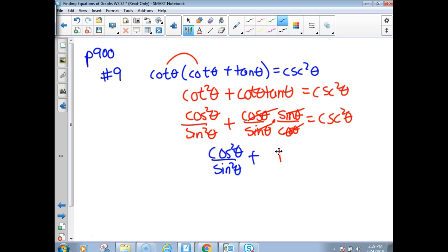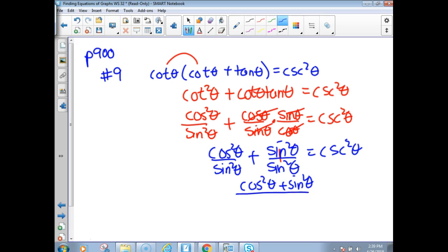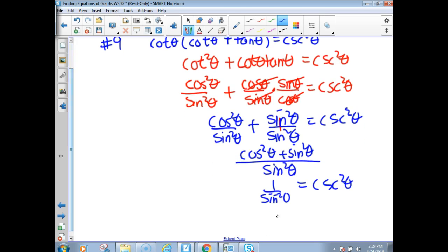So I'm going to add 1 by making it sine squared over sine squared. And now I can combine the numerators. If I combine these numerators, that's actually going to be all over the sine squared. And the cosine squared plus sine squared is 1. And now I can say 1 over sine squared equals cosecant squared. So the last step was to write cosecant squared theta equals cosecant squared theta. And that is how you have to do it. Do you want to check it?